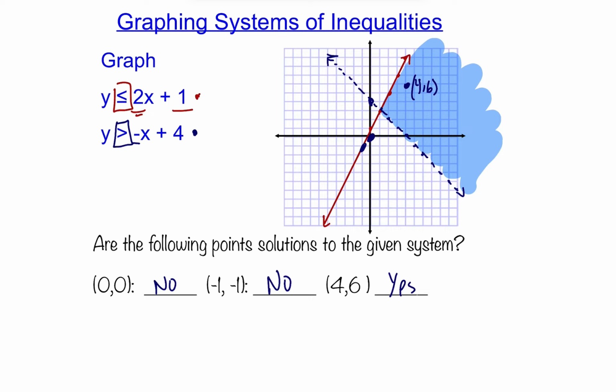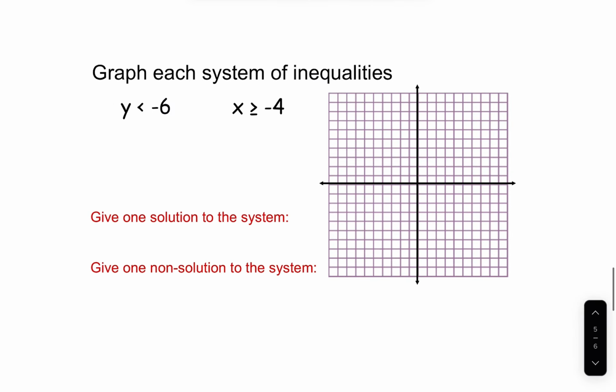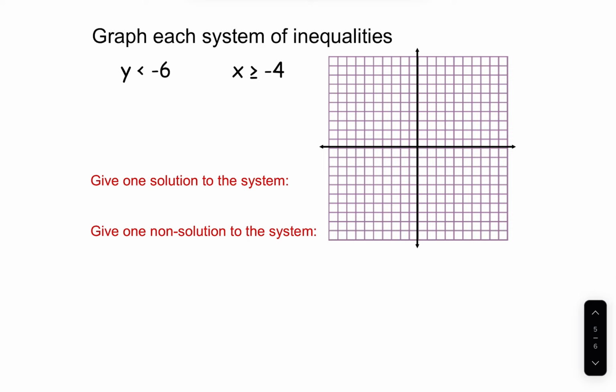All right, let's go through a couple more examples here. Let's do some that are a little bit different. If we have y is less than negative 6 and x is greater than negative 4, let's do this one in greenish. Negative 6, so y equals is going to be a horizontal line. So we're going to go down 6: 1, 2, 3, 4, 5, 6. There's negative 6, and we are going to do a dashed line because it's not less than or equal to, just less than.